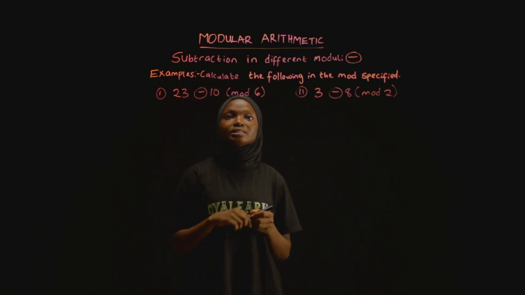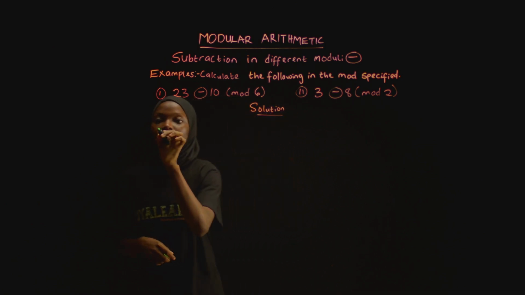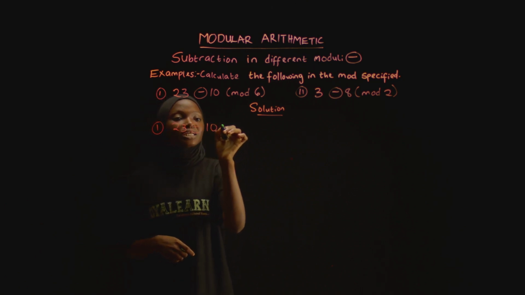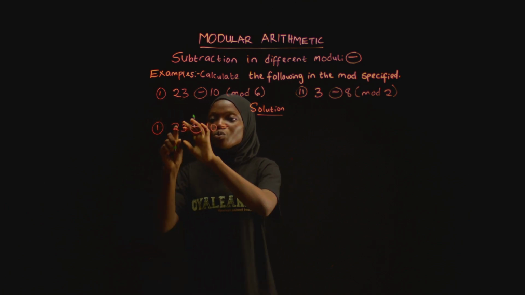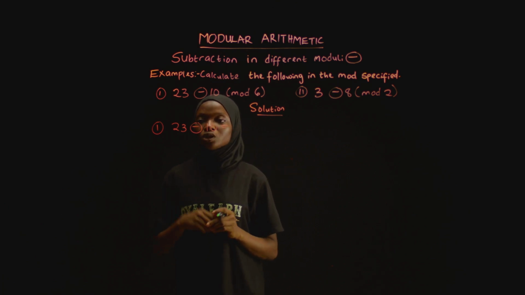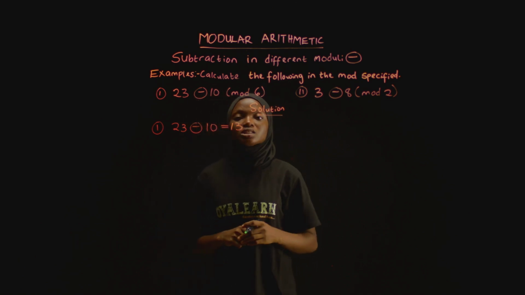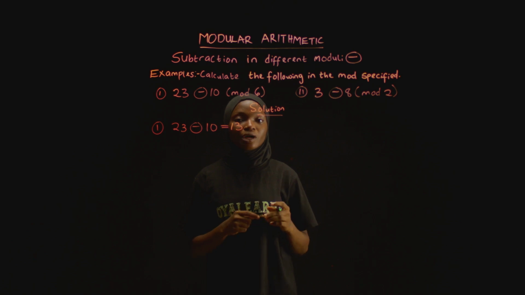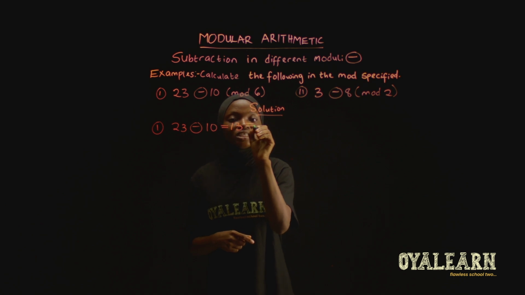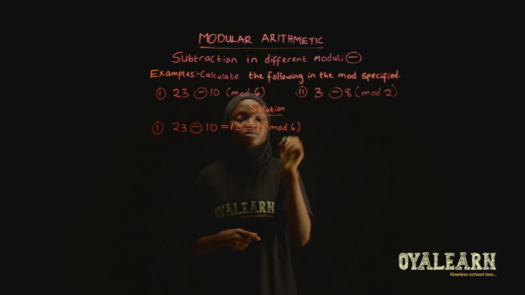23 minus 10 in mod 6. Solution: (23 − 10). Just like how we did in addition, we get the result here first, then change the number to a number in the specified mod. So 23 minus 10 is 13. Now we convert this 13 to mod 6, and to do that, we divide by 6 and pick out the remainder. 6 into 13 gives us 2 remainder 1. So 13 is equivalent to the remainder 1 in mod 6, and that gives us the answer.